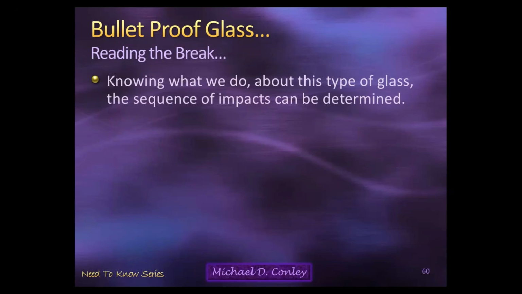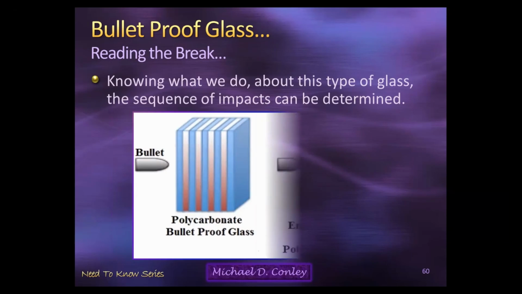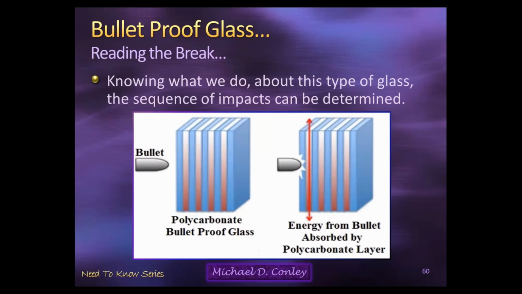Knowing what we do about this type of glass, the sequence of impacts can be determined. When a projectile or something hits glass, the polycarbonate bulletproof glass absorbs a lot of that force, distributing it into the plastic, so it does not go through.